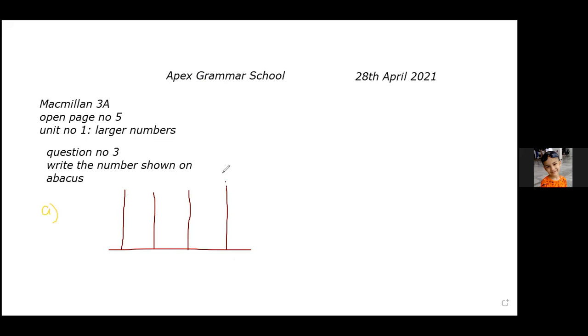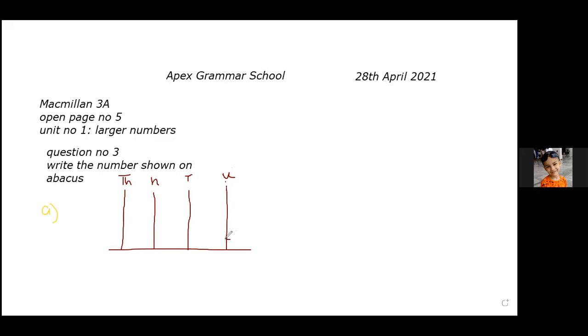The first line shows the unit place, and the next one is tens, then the next one is 100, and the next one is 1000. So in the A part, you can see in the unit line how many discs there are. You can count from your book. There are three discs in the unit line.